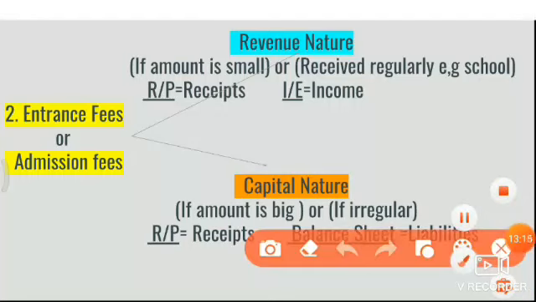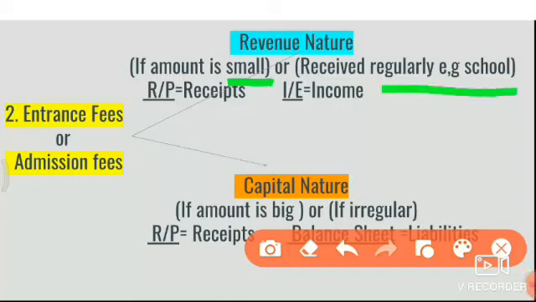Now, it can be treated as revenue nature if the amount is small or it is received on a regular basis. For example, the school receives it on a regular basis from the students. So it can be treated as a revenue nature item. When the amount is received in the form of entrance fees, then at the end of the year, the total entrance fees is shown towards the receive side of the receipts and payments account. And since it is of regular nature or of small amount, it will be shown as revenue nature. Then it will be shown on the income side of the income and expenditure account at the end of the year.